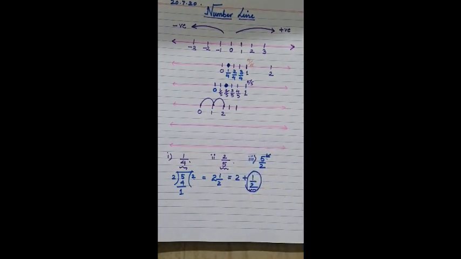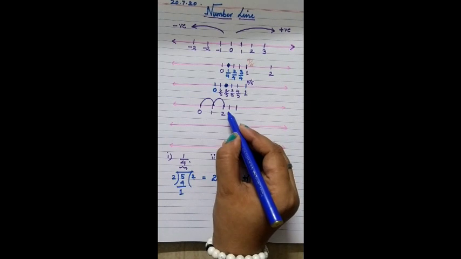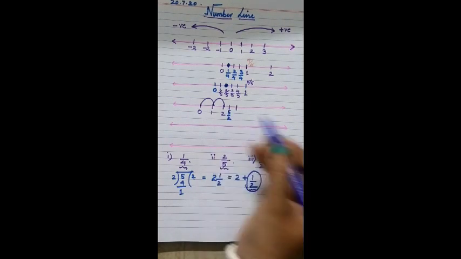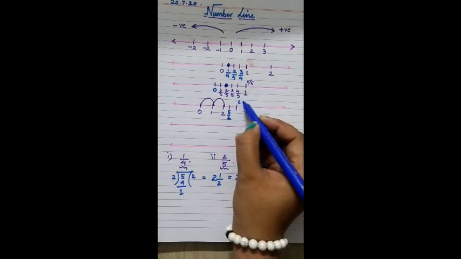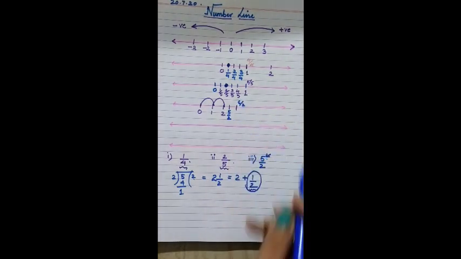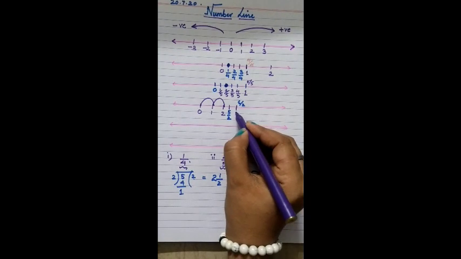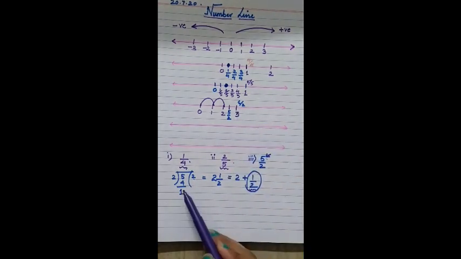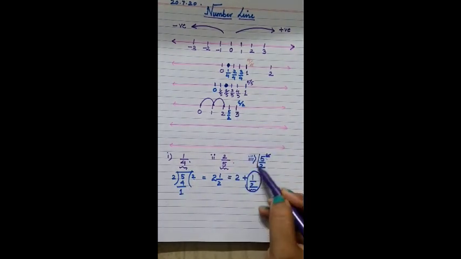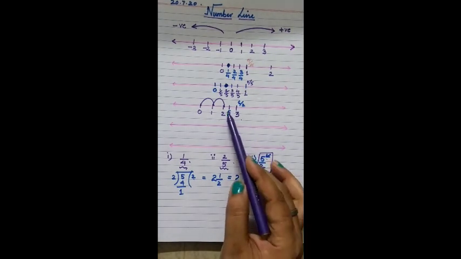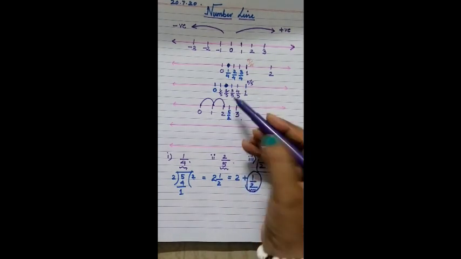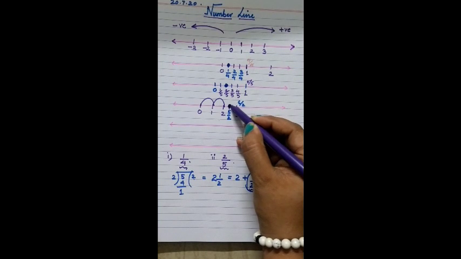After dividing it into 2 equal parts, I got my 5 by 2. Okay, and the next will be 6 by 2. So what is 6 by 2, children? It will be 3 itself. Okay. So my rational number 5 by 2 lies between 2 and 3, and because we have got the denominator here as 2, I have divided into 2 equal parts and I got my rational number 5 by 2.